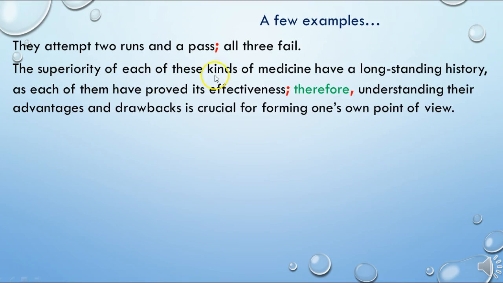The superiority of each of these kinds of medicine has a long-standing history, as each of them has proved its effectiveness; therefore, understanding their advantages and drawbacks is crucial for forming one's point of view. So you have a sentence here, and a sentence here, with a semicolon in the middle, and a conjunctive adverb and comma, which shows you the relationship between these two.